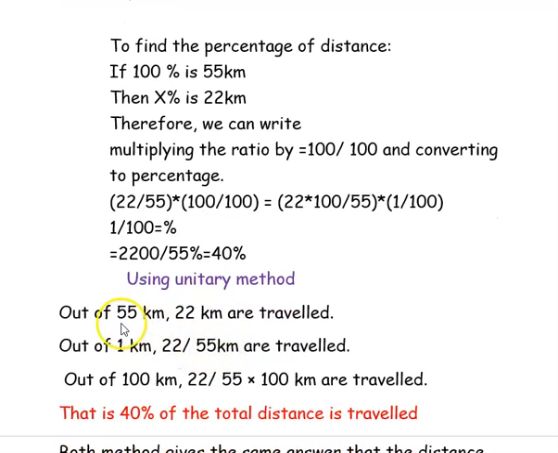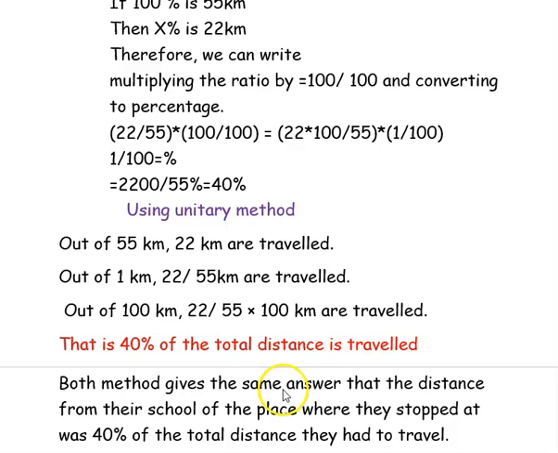So now using the unitary method, we will find the answer for the same part. Out of 55 km, 22 kilometers are traveled. So for 1 kilometer, they have traveled 22 divided by 55 km. So for 100 km, it is 22 divided by 55 into 100 km. If you simplify this, you will get 40. So they have traveled 40% of the total distance. Now both methods give the same answer, that the place where they stopped was at 40% of the total distance.